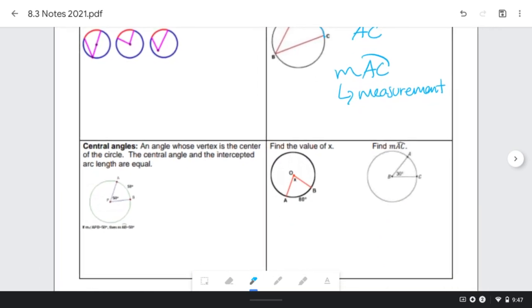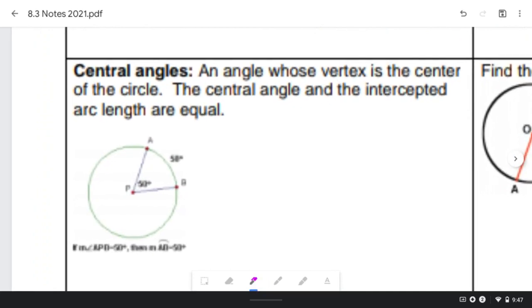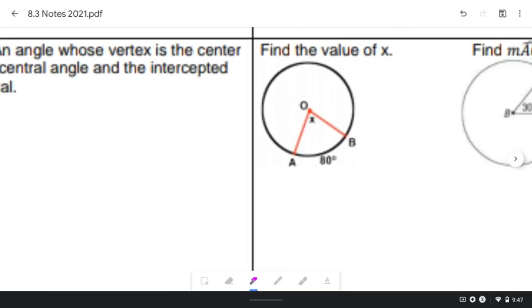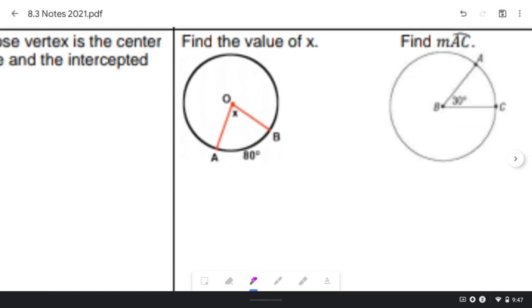All right, we have a central angle, and that's an angle whose vertex is in the center of the circle. So it's just an angle that the corner, remember vertex means corner, is in the center. The central angle and the intercepted arc length are equal. So if this is 50 degrees, then this is 50 degrees. And if it's 100, then your central angle is also 100. And that helps you find arcs and angles depending on what you're given.